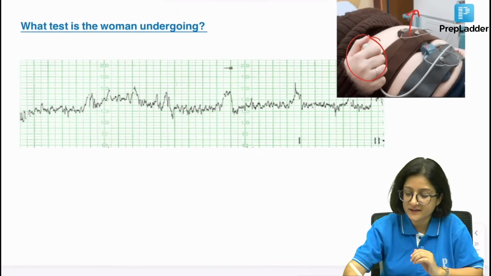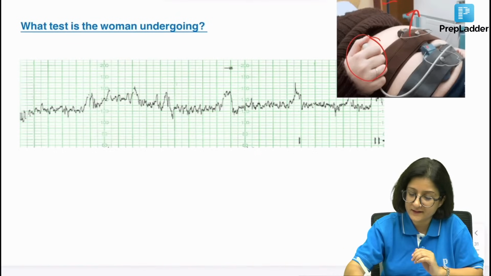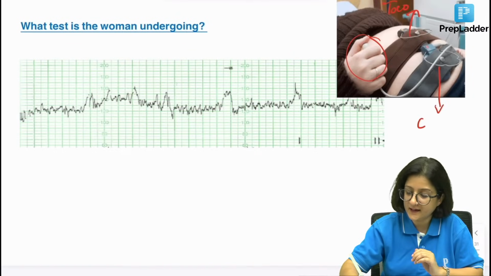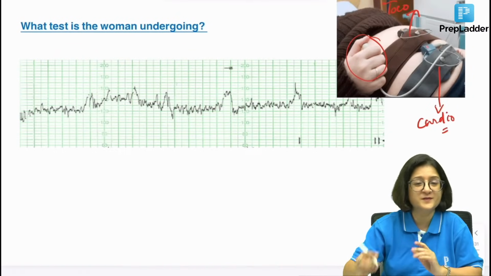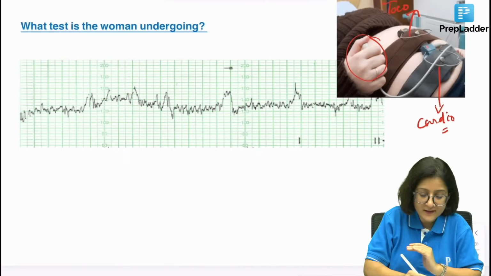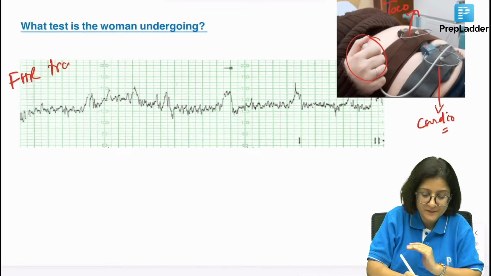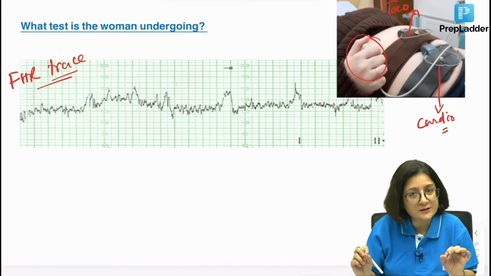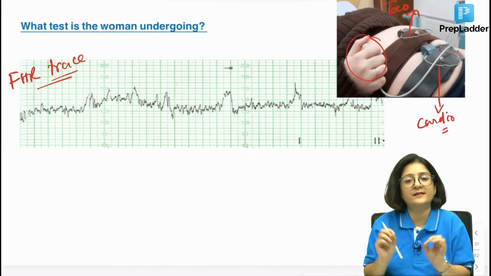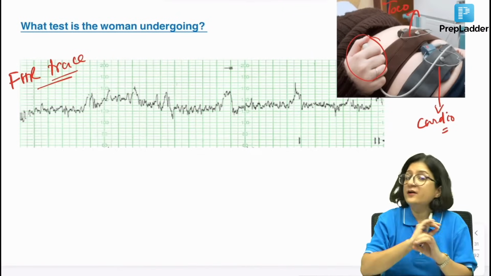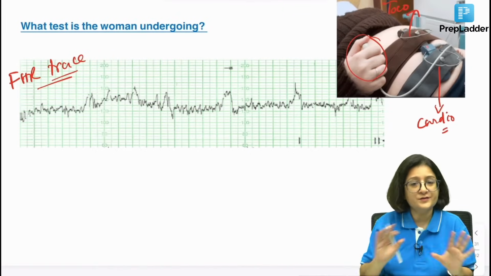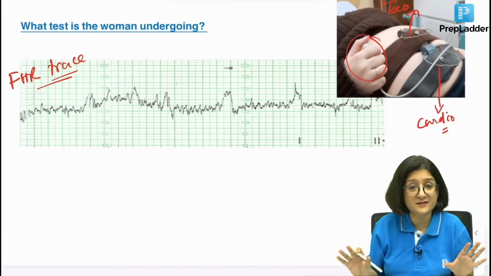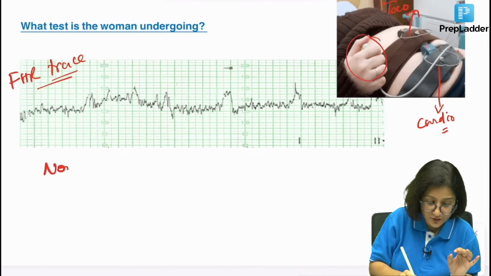This is the toco probe, and this is the cardio probe. Toco probe is placed at the fundus. Now this is the fetal heart rate trace. If they are not mentioning anything about contractions, if there are no contractions, if the uterus is relaxed, that means there is no stress of contractions, it's the non-stress test.